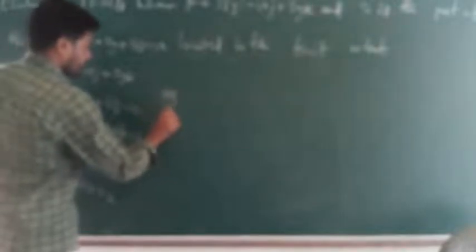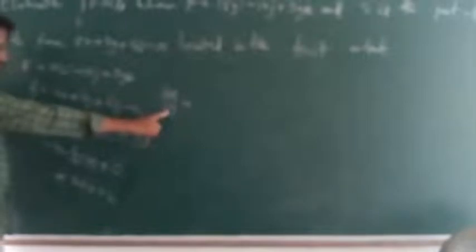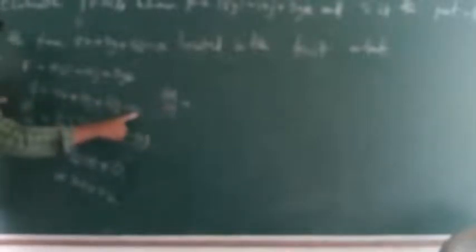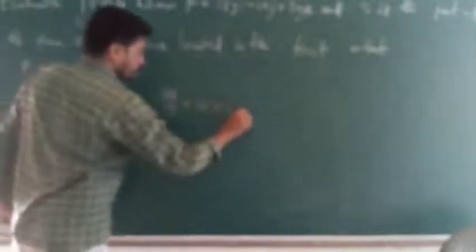Next, dou phi by dou y. What happens with the partial derivative with respect to y? The other terms are constants, so they are 0, 0, 0. Only the 3 is outside, and the derivative of y is 1, so this is equal to 3.